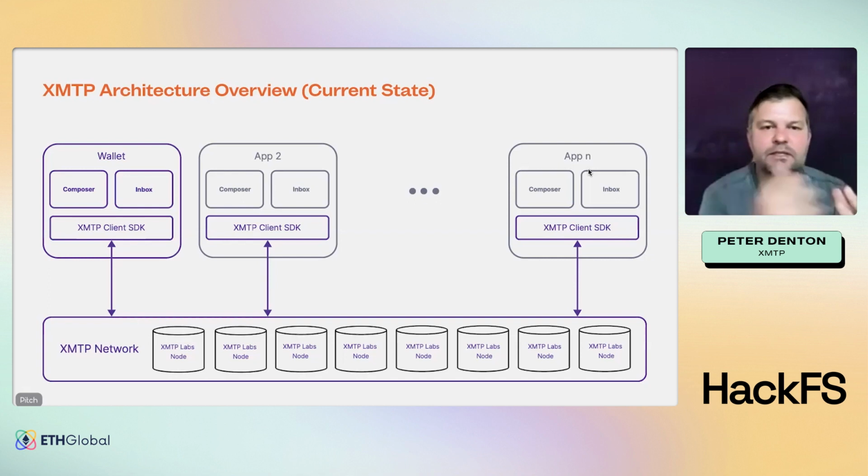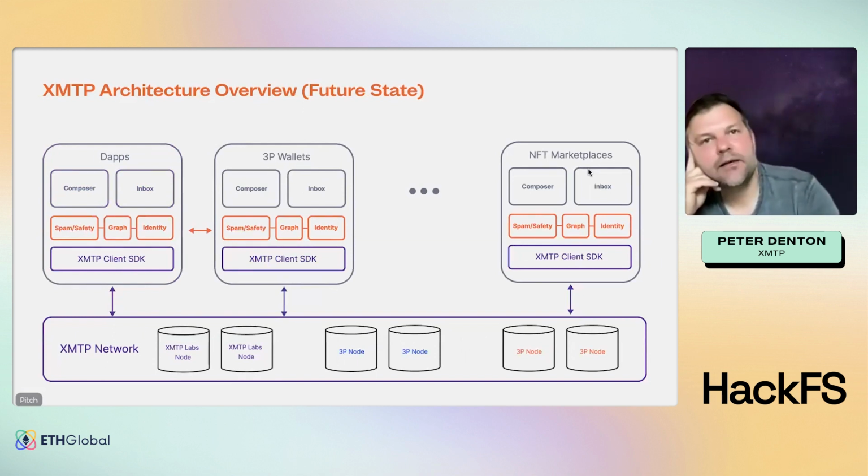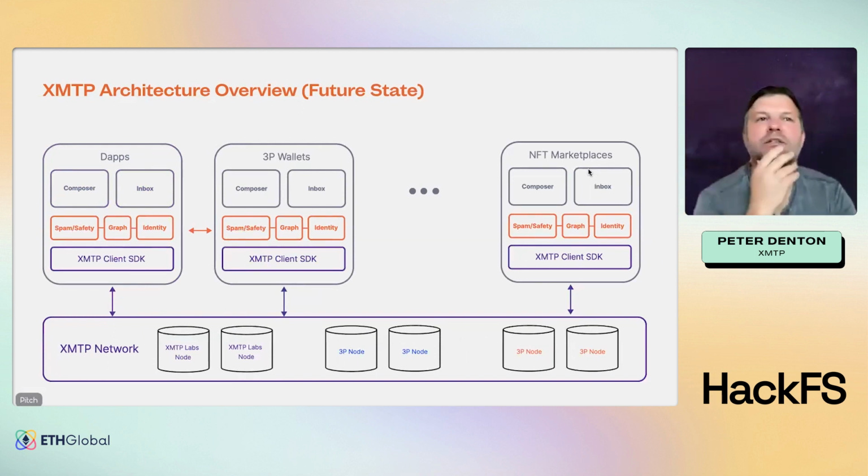But how it works at the top level is all the same. So whether you're a wallet or an app, a dApp, you all can just plug into the network and use the SDK out of the box to really bring messaging into your apps in a few hours. In the future state, this is really what we're working on. Right now you can think of it as very simple messaging, right? Text can be sent back and forth between wallets, and the network facilitates it.